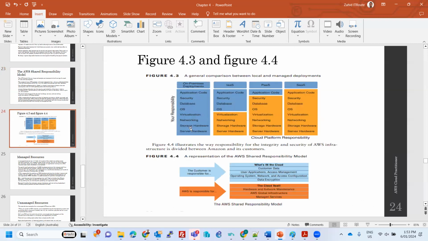Let's say we talked about this morning about all these areas. This is the service provider's responsibility: maintaining the physical data centers, all the hardware, etc. Here it is saying customer responsibility is all the data, but AWS responsibility is the hardware part, network part, the AWS global infrastructure, and hardware security. They will be responsible for that.